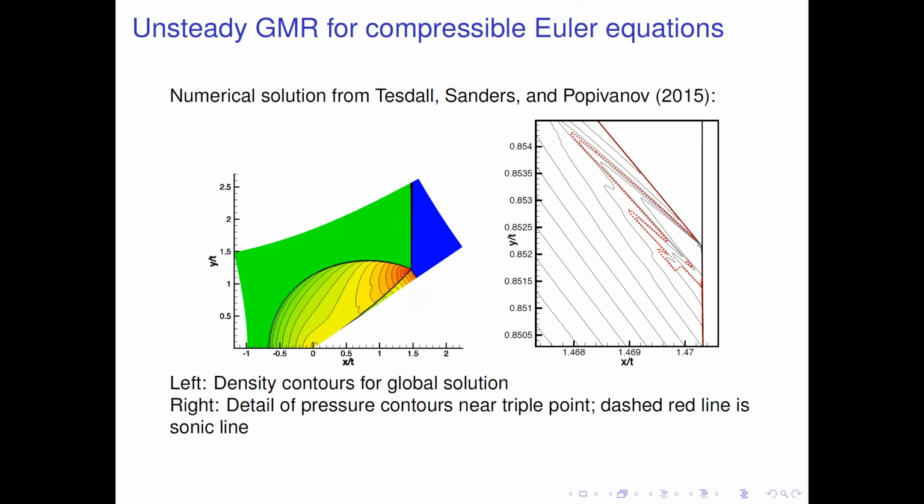Now the only difference with full Euler is that you have this contact discontinuity, where there's a jump in entropy and tangential velocity that gets washed out in the TSD asymptotics. And again, very close up, very near the triple point, you see the incident shock, reflected shock, and Mach stem. And again, you see this sequence of patches.